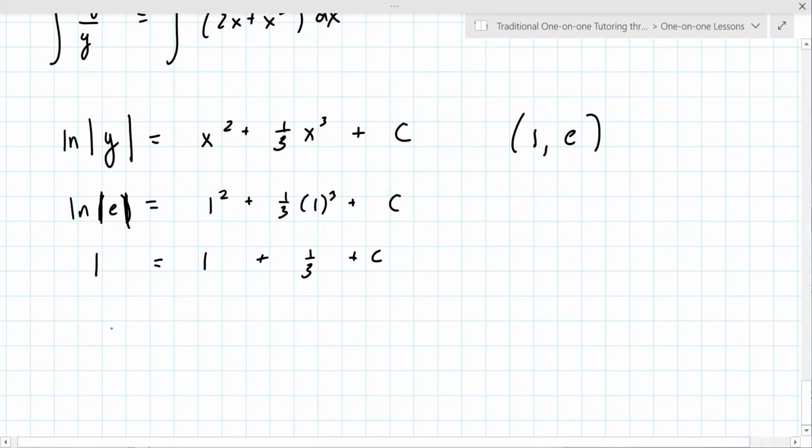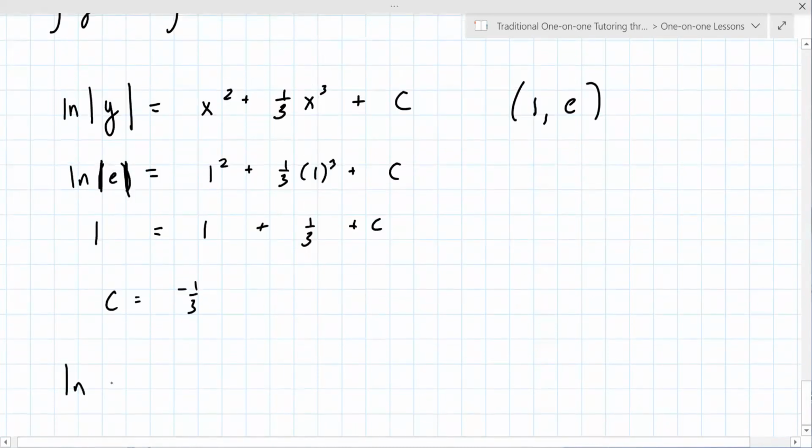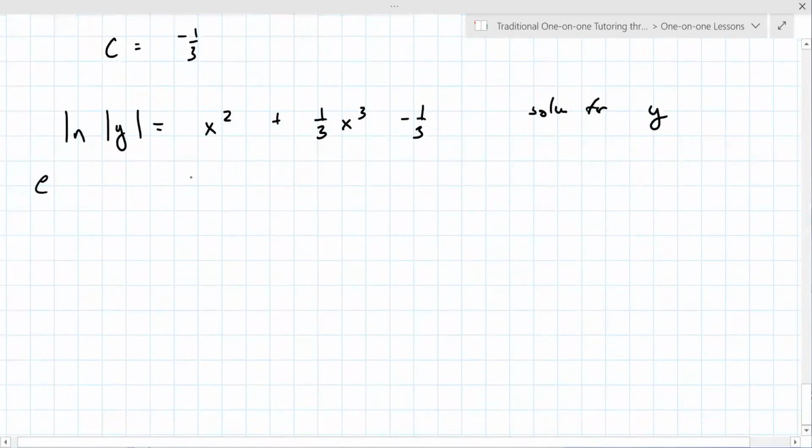So then you move that one over. So 0 minus 1/3. Yeah, so you go back to your first line there: natural log absolute value of y equals x squared plus 1/3 x cubed minus 1/3. And then you have to solve for y. So you e both sides, and you get y equals e to the x squared plus 1/3 x cubed minus 1/3.